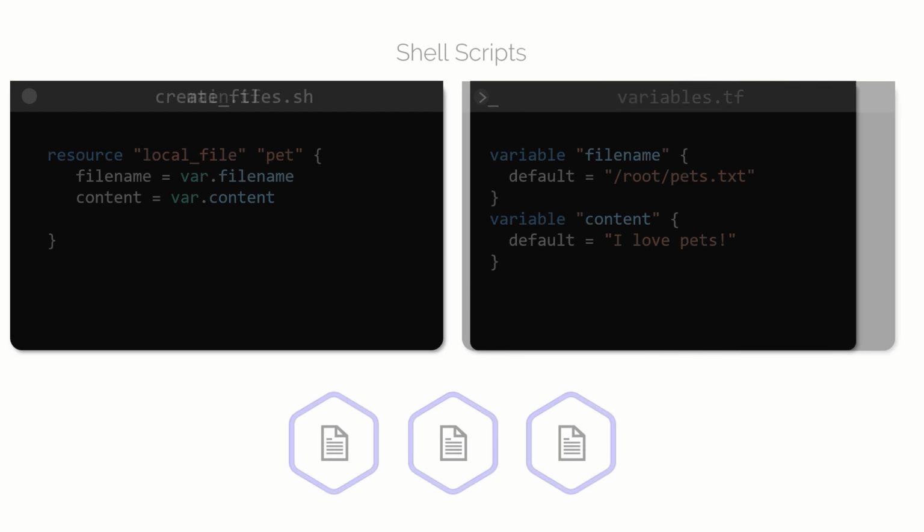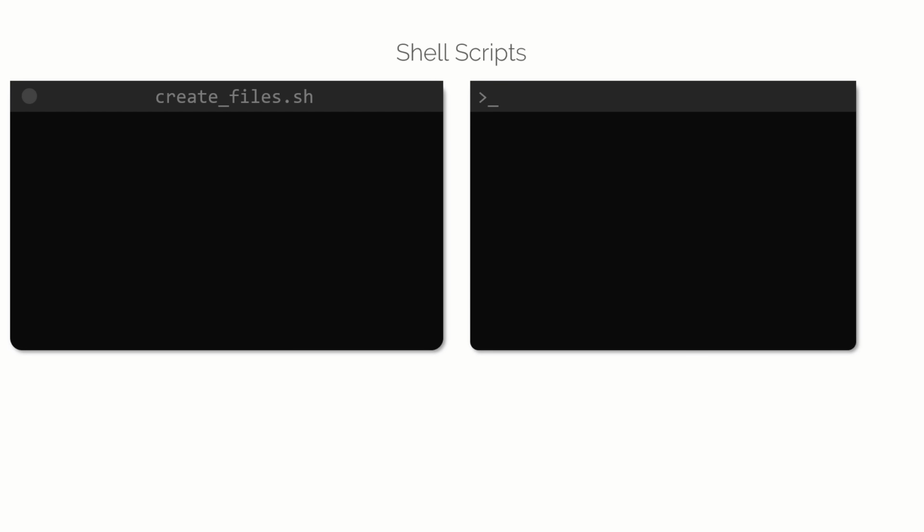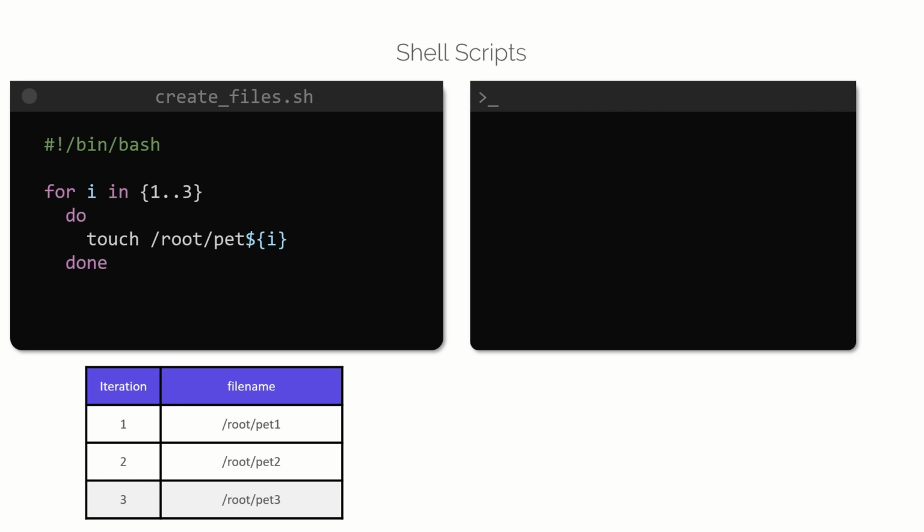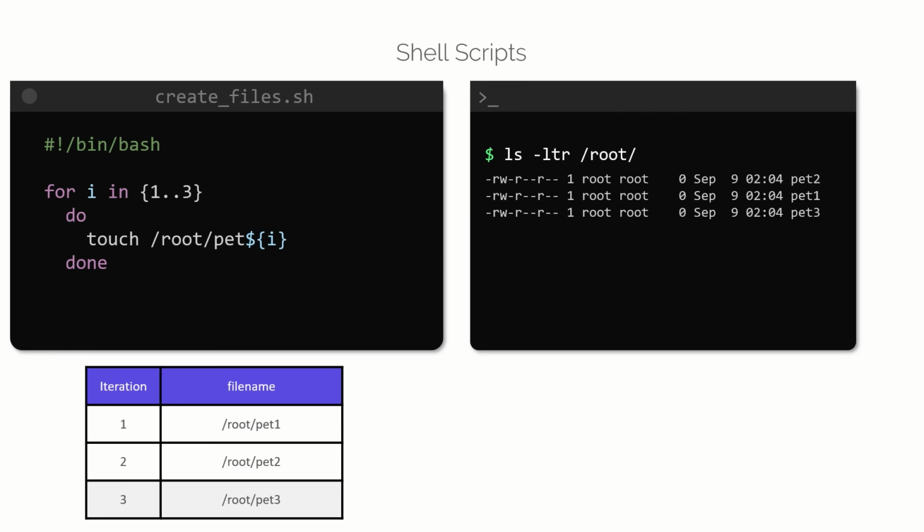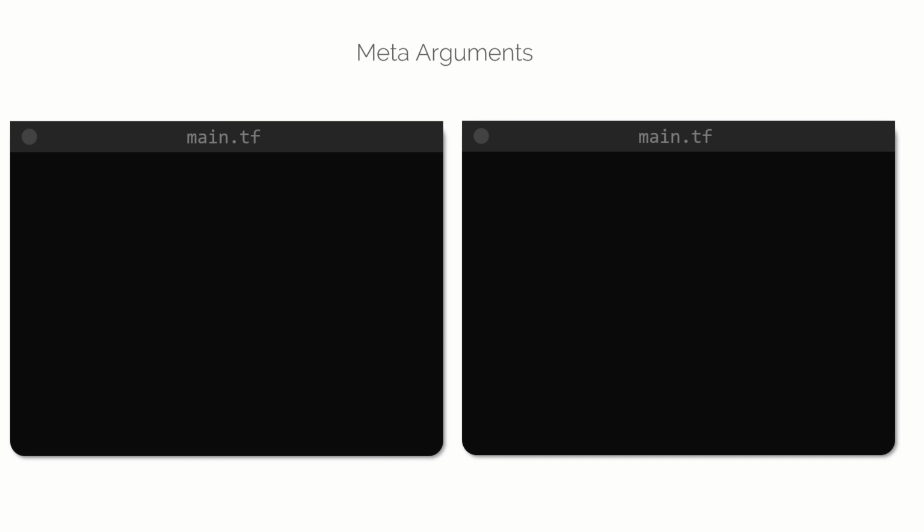If we were using a shell script or some other programming language, we could create multiple files like this. In this example, we have created a bash script called createfiles.sh, which uses a for loop to create empty files inside the root directory. The files will be called pet followed by the range from 1 to 3. While we cannot use the same script as it is within the resource block, Terraform offers several alternatives to achieve the same goal. Now, these can be done by making use of specific meta-arguments in Terraform.